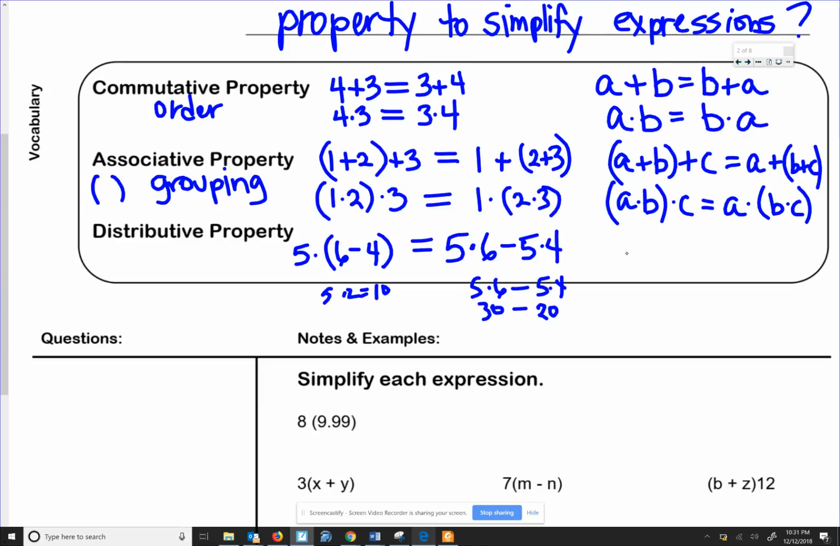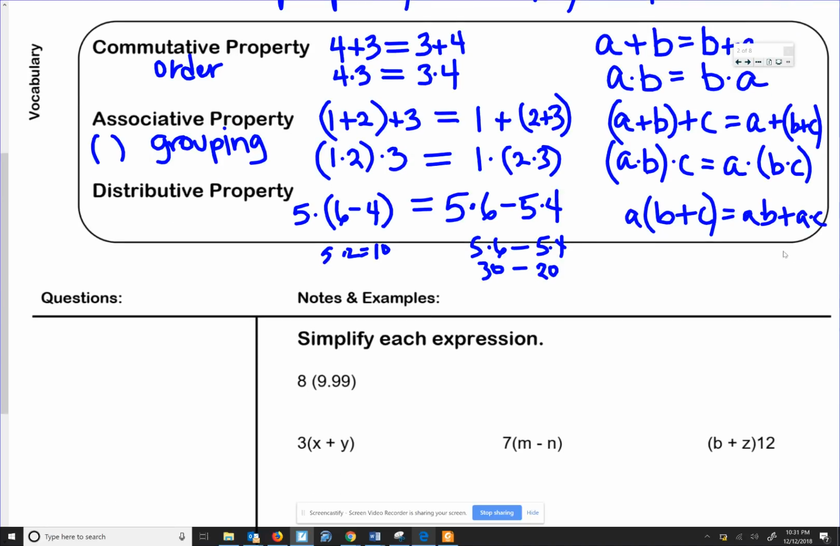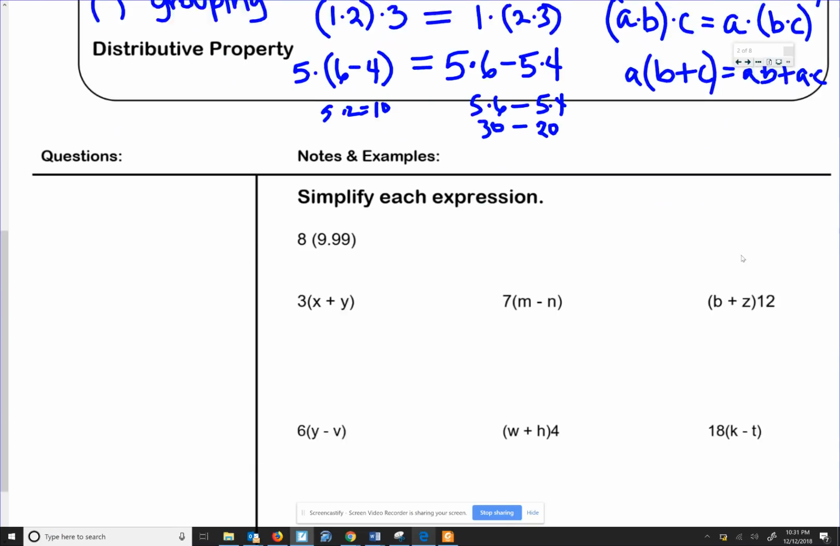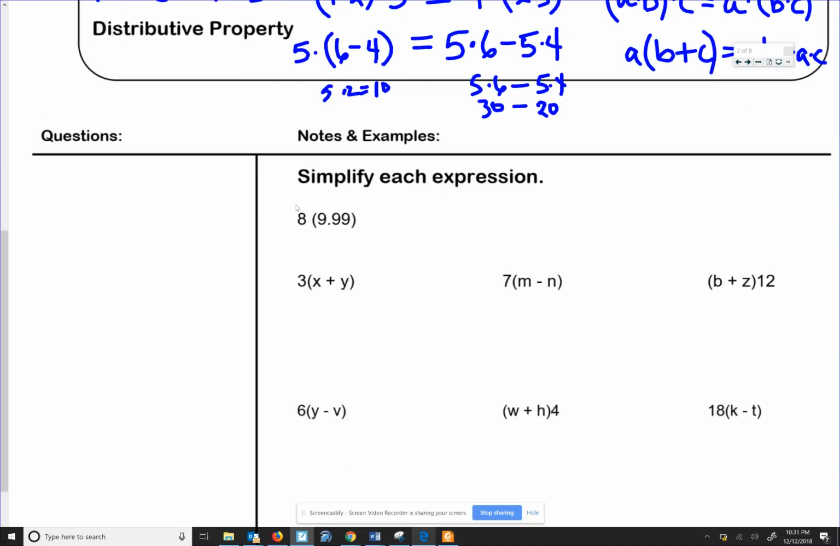Algebraically, it's going to look like this. A times the quantity, I'm going to say plus first, b plus c equals a times b plus a times c. Okay, now you're saying, I don't know what this gobbledygook is you're talking about. Here's what I'm talking about. See this problem, this very first one?